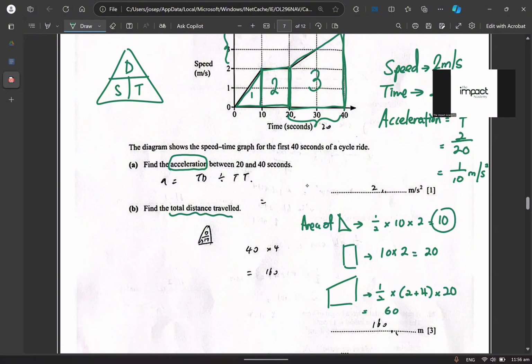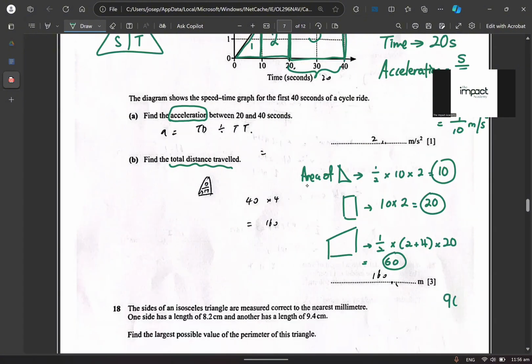All right, then your job is to add all of these up together. Agree or disagree? You add all of these up together, you get an answer of 90 meters, and that is your answer for this question.